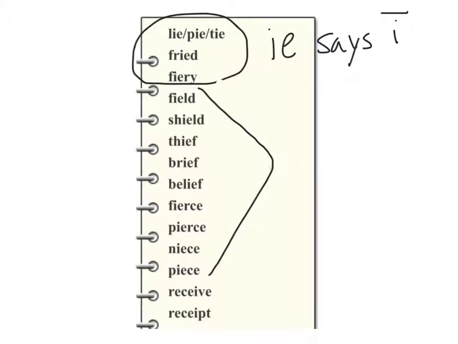Okay, so you're going to see that this IE is kind of a trickster. Sometimes he's going to say I, and sometimes he's going to say the long E sound. So here we have lie, pie, tie, fried, fiery, but then the IE in these words right here is going to have the E: field, shield, thief, brief. So you're going to have to learn the difference between the sounds that it makes.